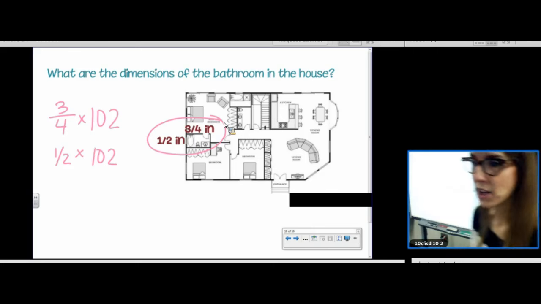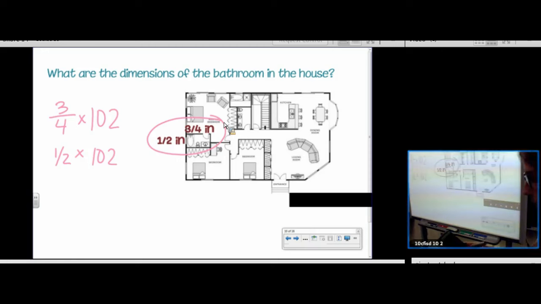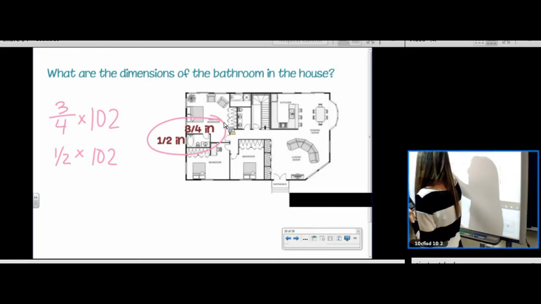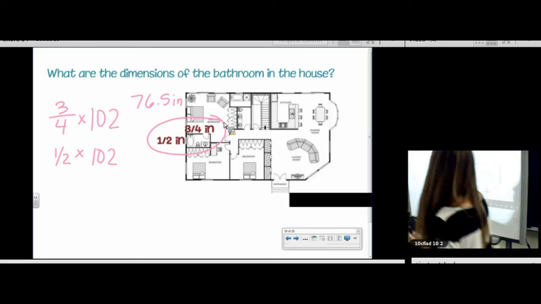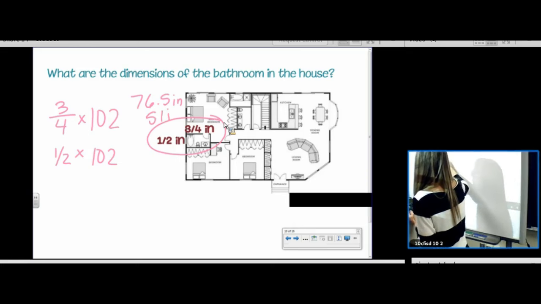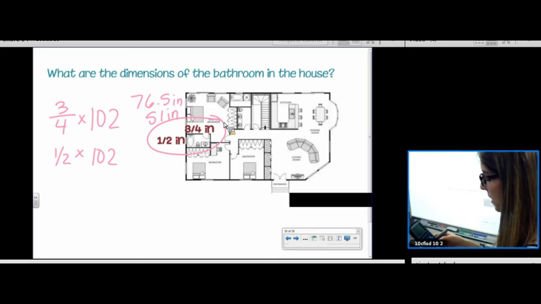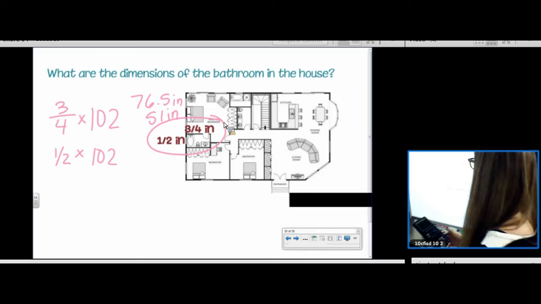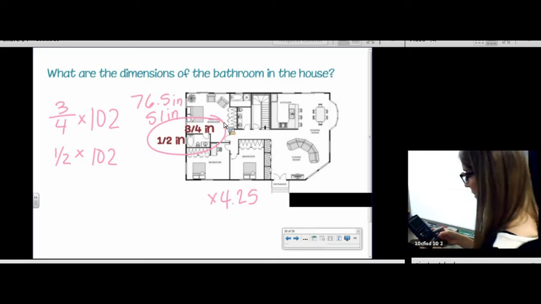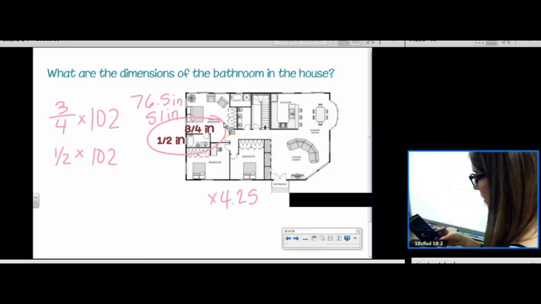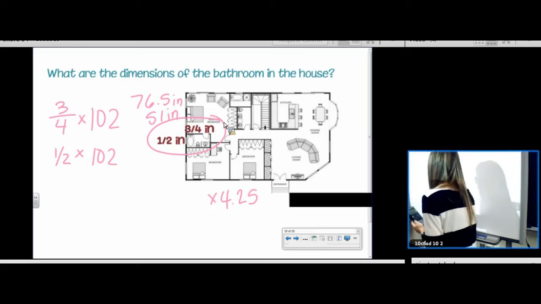Let's find out what the actual dimensions of the bathroom would be. 3/4 times 102. So it would be 76.5 inches by, we know what 1/2 times 102 is, by 51 inches. Now, those don't mean a lot, so we could divide it by 12 if we want to do it in feet. That is a tiny bathroom, my friends. Let's see. 76.5 divided by 12. Yikes.